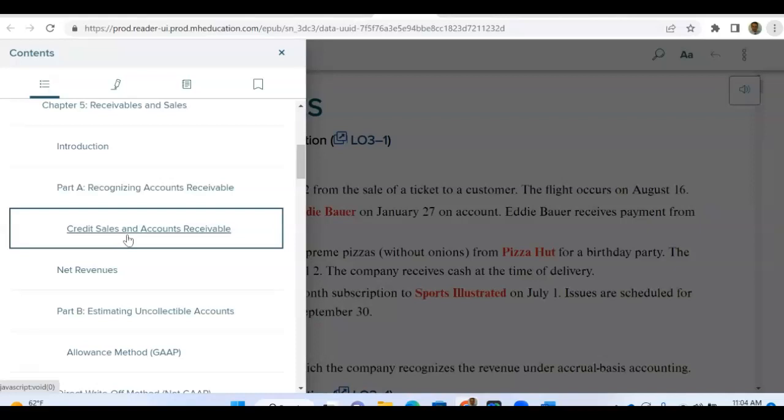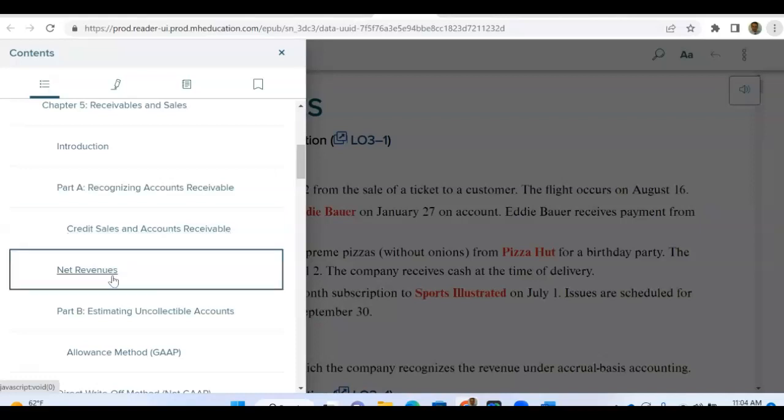What does it mean, credit sales? That means sell on credit. That means recognition of accounts receivable. What is net revenue? Net revenue is revenue minus sales discount minus sales return and allowances, and that gives you net sales or net revenue.